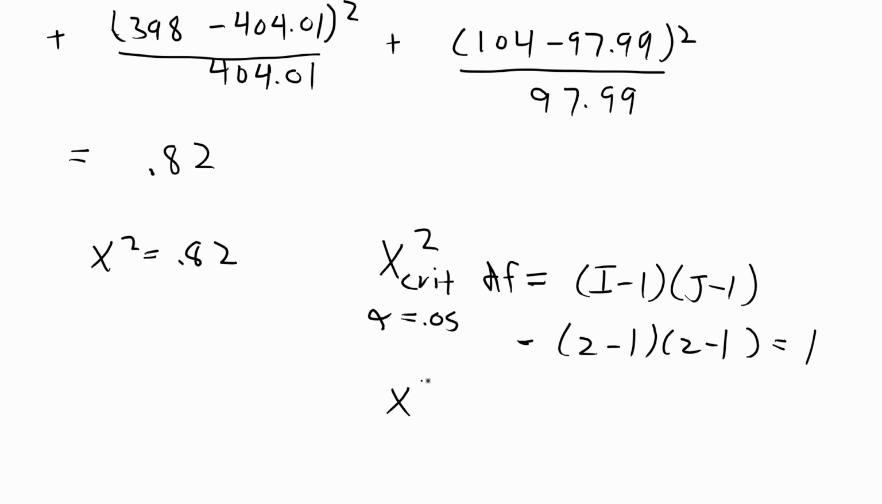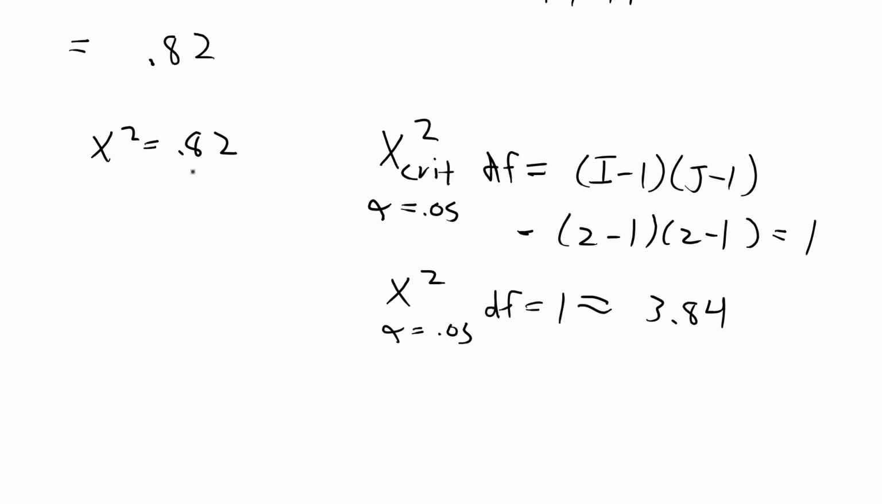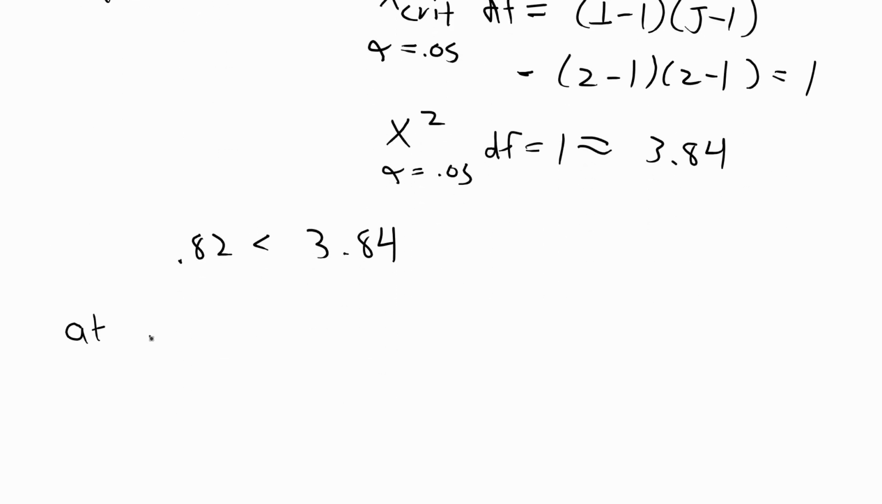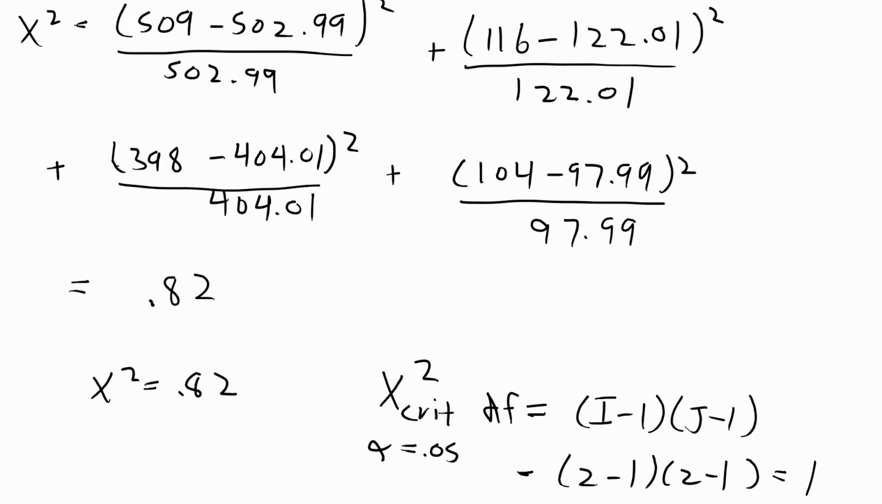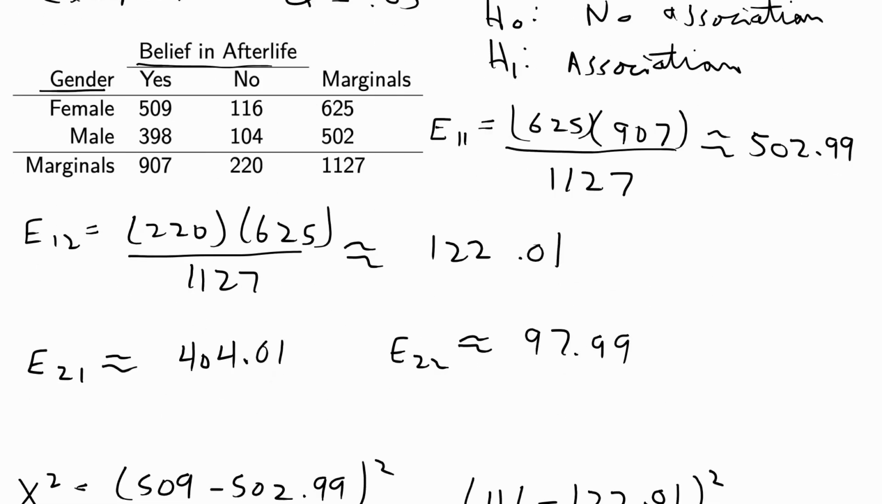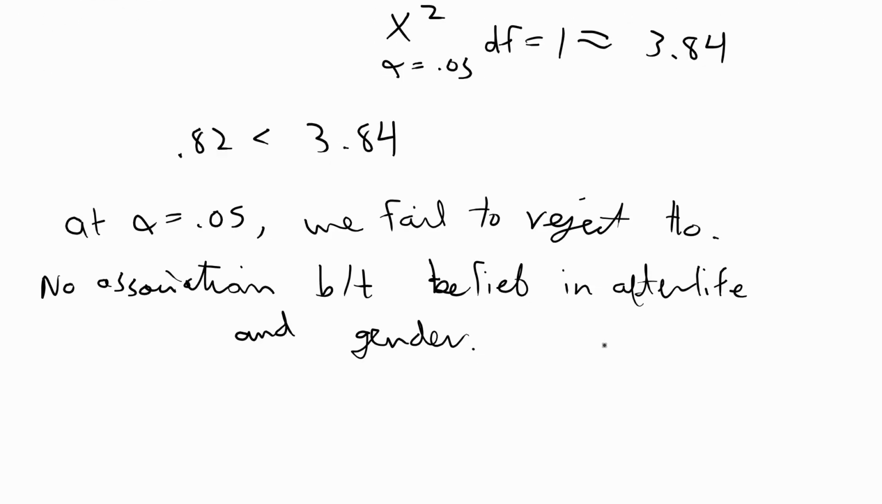So I want to check the critical chi-squared value at alpha equal to 0.05 and degrees of freedom equal to 1. When I check that in R or in a critical value table, the critical value is 3.84. So our test statistic, 0.82, is less than our critical value, 3.84. So at alpha equal to 0.05, we're going to fail to reject the null hypothesis. So at alpha equal to 0.05, we fail to reject H0. And there is no statistically significant association between belief in afterlife and gender. And we are done with this problem.